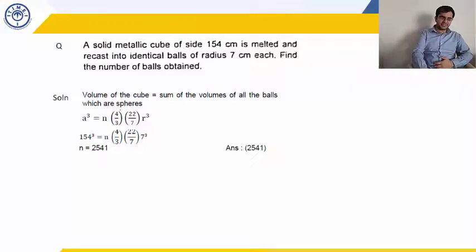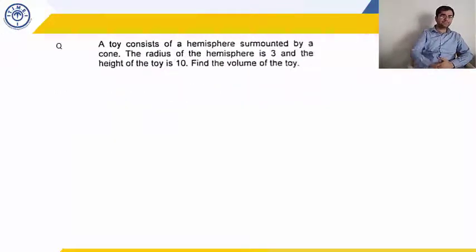Let's move to the next question. This is a typical CBSE kind of question. A toy is a hemisphere surmounted by a cone. Radius of hemisphere is 3, height of toy is 10. Find the volume of the toy. Please take 30 seconds.